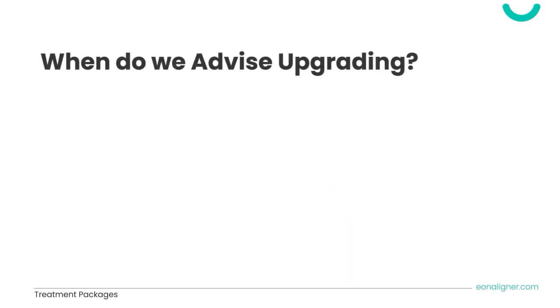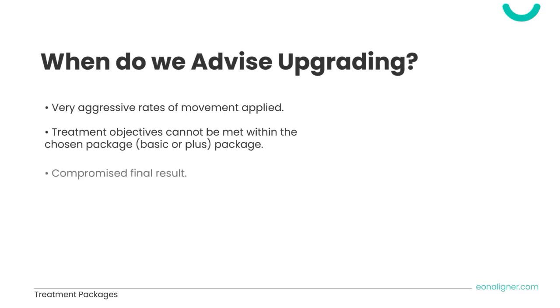So what are the factors that will be considered when upgrading a case? Upgrade will be advised if the rate of movements applied was very aggressive to stay within the limit of basic or plus package. This will affect the tracking of the case and the final result, thus an upgrade will be advised or applied. When treatment objectives cannot be met within the chosen package because of the limited number of aligners. And last, when the final result is compromised due to the restricted number of aligners, then an upgrade is advised as well to achieve better results.